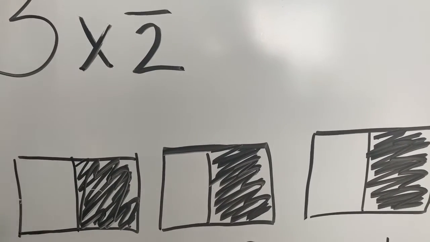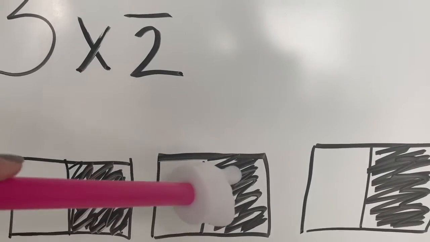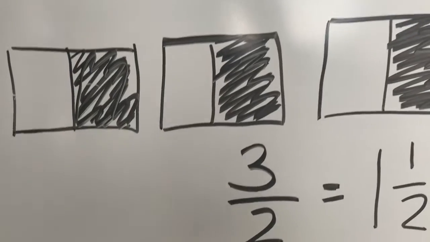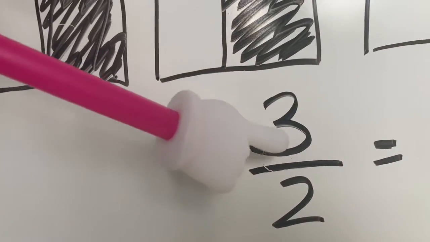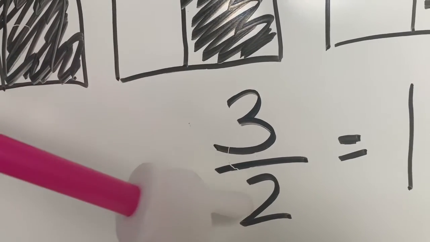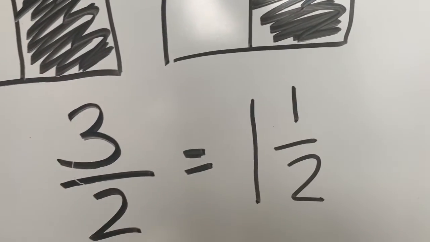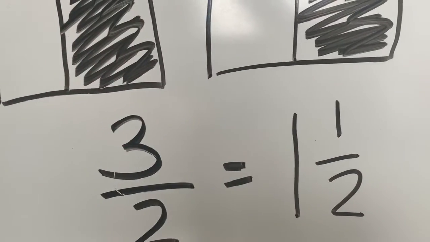So what is 3 times 1/2? How many halves do we have here? 1, 2, 3. We have 3 halves. Okay? 3 halves. But wait a minute. Let's look at this fraction here. 3 over 2. 3 over 2 is an improper fraction, so we need to change that. And we know that 2 can go into 3 one time, and there is 1/2 left over.